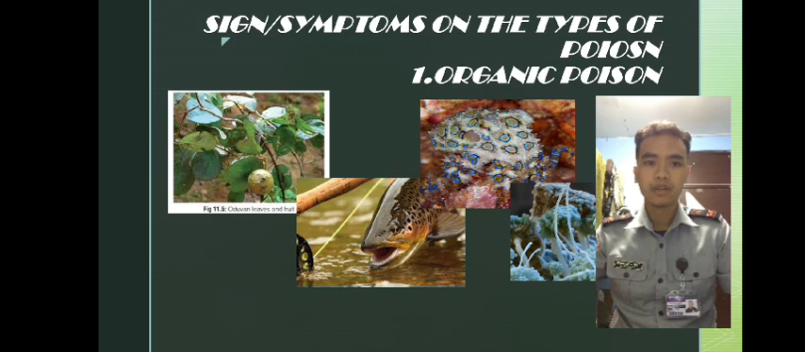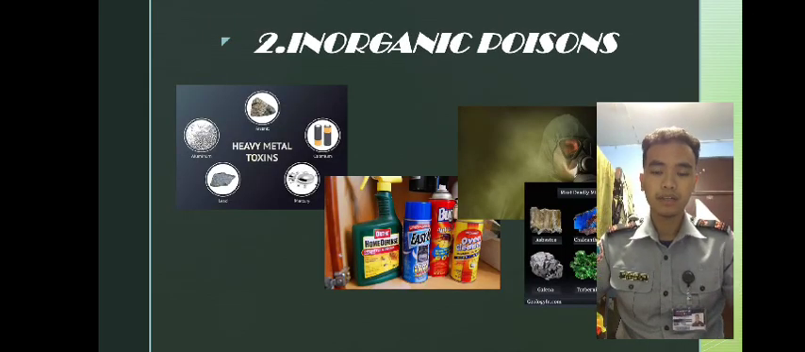Fourth, fungal toxins. Symptoms of fungal toxin poisoning can include nausea, vomiting, diarrhea, abdominal pain, liver damage, kidney damage, and even death. Some fungal toxins like aflatoxins can cause liver cancer. Next is inorganic poisons. First is heavy metals. They can include abdominal pain, nausea, vomiting, diarrhea, headache, weakness, tremors, seizures, memory loss, and damage to the nervous system. Some heavy metals like lead and mercury can cause developmental and behavioral problems in children.